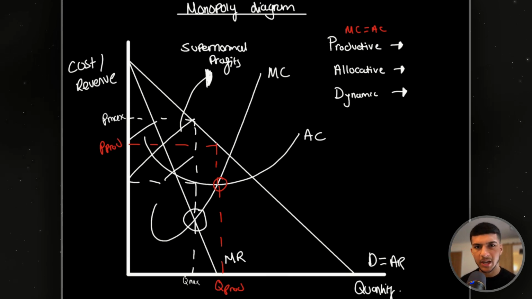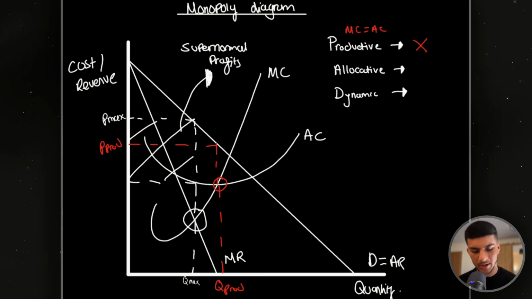Now, taking a bit of a deeper dive into productive efficiency. As we said, monopolies are profit maximizers. They produce where MC equals MR and charge price P max and quantity Q max. Now, if you look at the productively efficient price, it is lower than P max. It's lower than the price where firms profit maximize. And if you look at Q prod, the quantity is higher than Q max, the quantity where firms profit maximize. What does this mean? Do you think this means monopolies are productively efficient? No, monopolies are not productively efficient. Why? Because they charge a higher price and produce a lower quantity than the productively efficient point, thus meaning monopolies are not productively efficient.